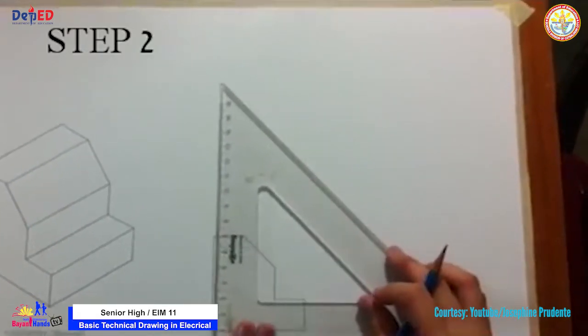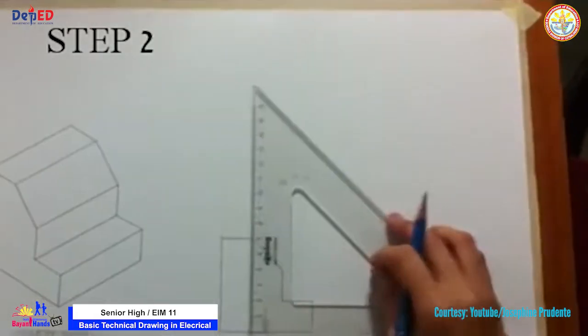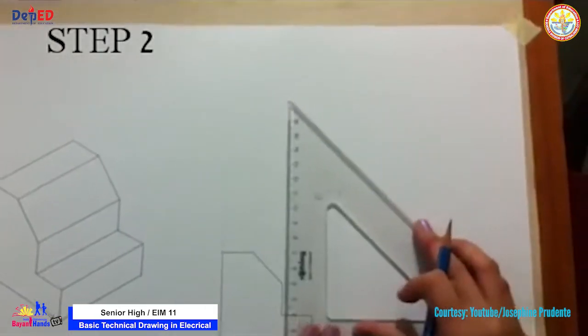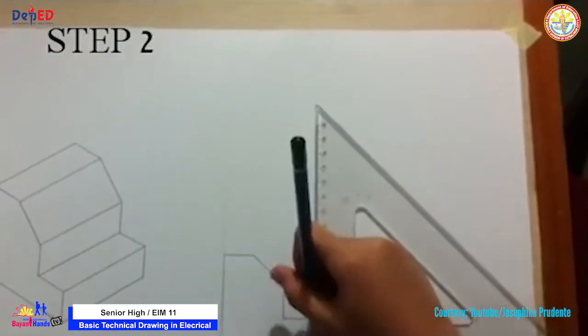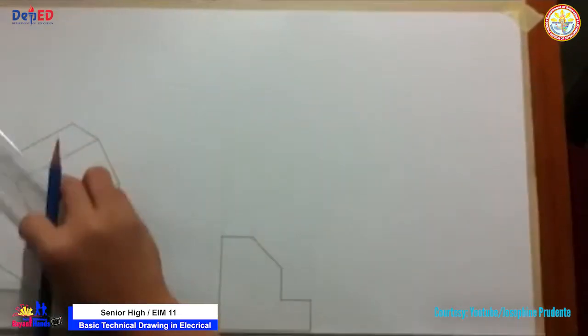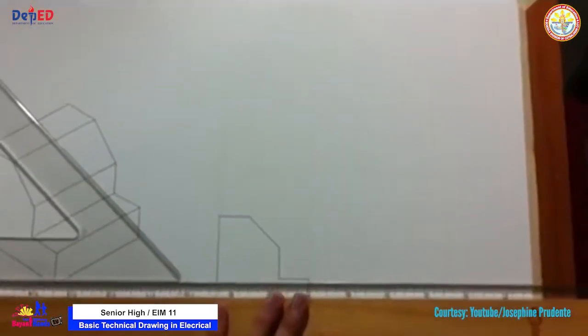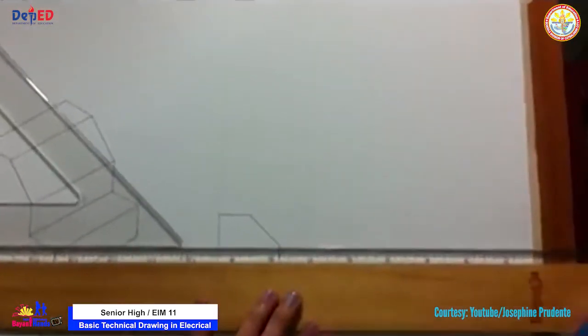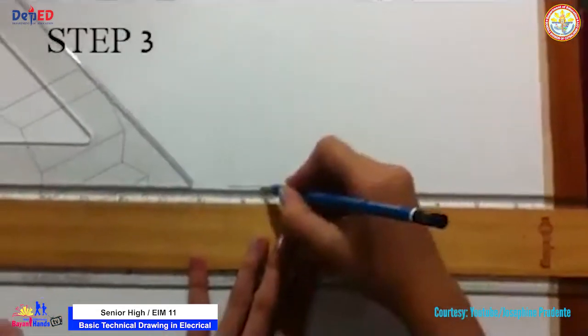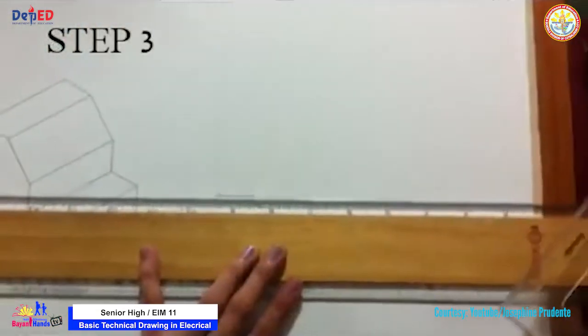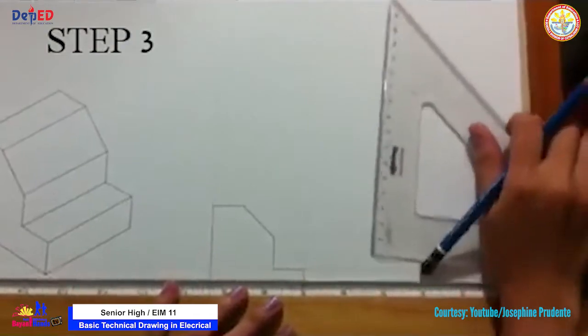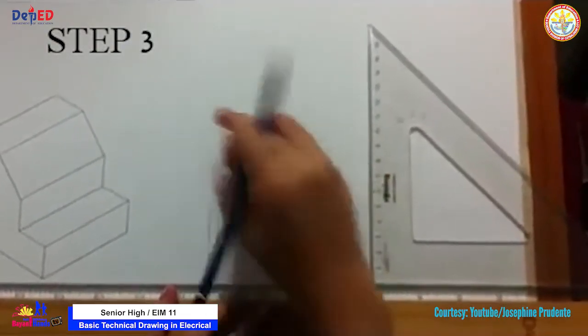Draw projectors off of the front view horizontally and vertically in order to create the boundaries for the top and the right side view. Draw the top view. Use the vertical projectors to fill in the visible features.